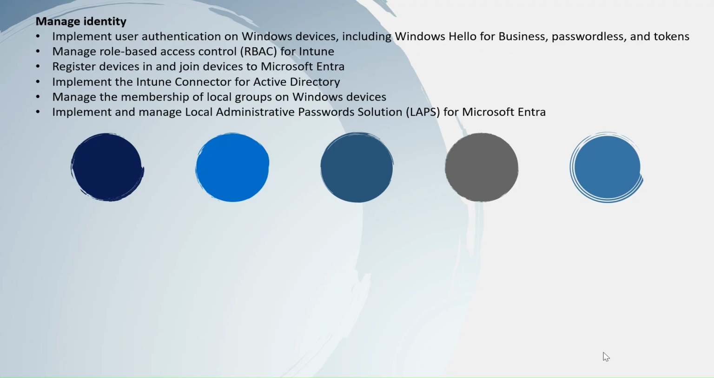Manage identity. Implement user authentication on Windows devices, including Windows Hello for Business, passwordless, and tokens. Manage role-based access control for Intune. Register devices in and join devices to Microsoft Entra. Implement the Intune connector for Active Directory. Manage the membership of local groups on Windows devices. Implement and manage a local administrator password solution, LAPS, for Microsoft Entra.